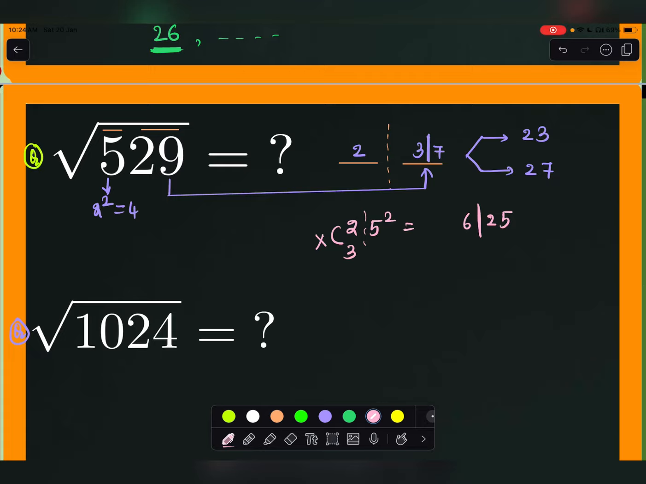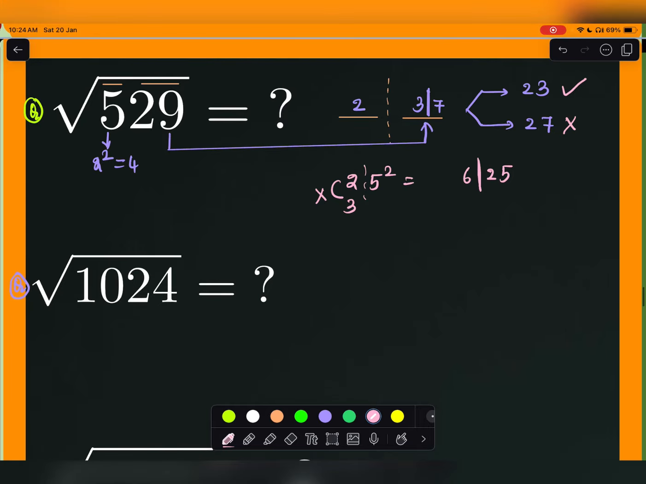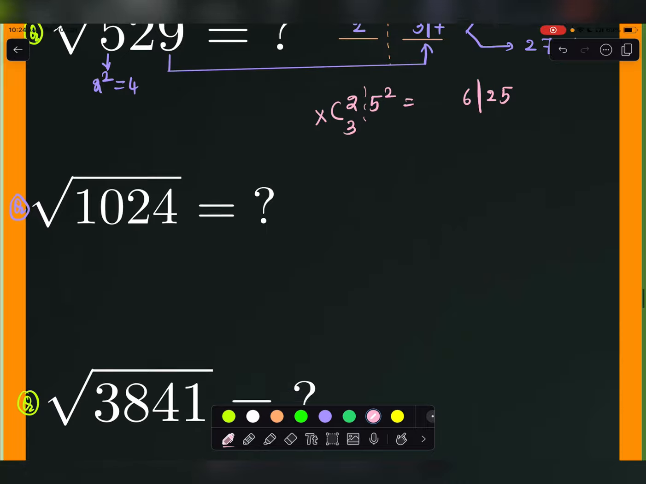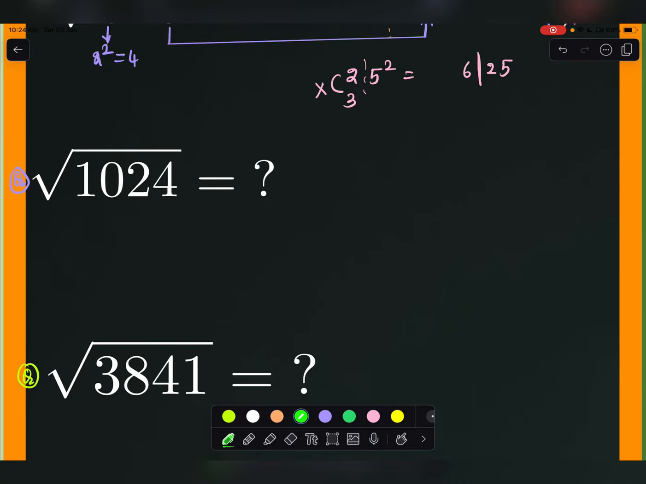Now we are comparing here. So your radicand value 529 is clearly less than 625. So your result also is less than 25 only. It cannot be 27. Your answer is 23. Therefore the square root of 529 we get as 23. In this fashion we can calculate it very easily, right?